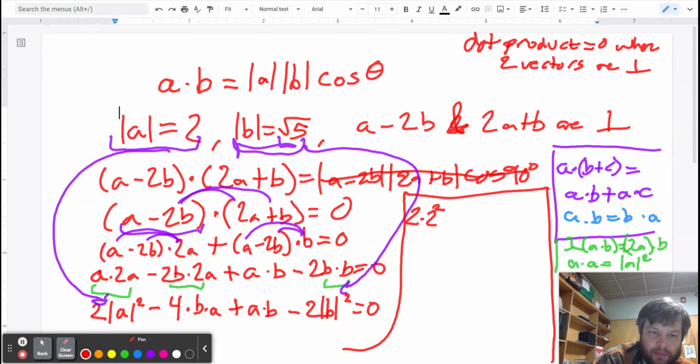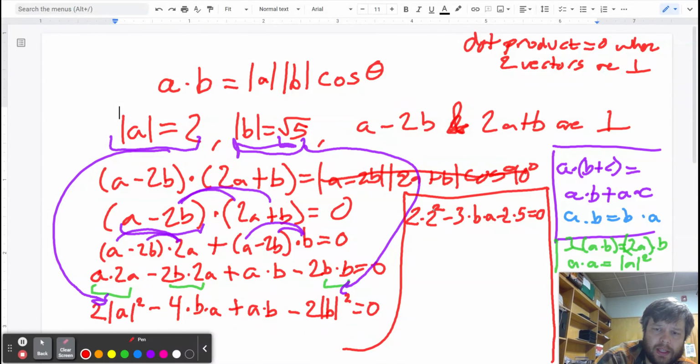Here I have negative 4 times a number plus the same number. So I'm going to write that as negative 3 times b dot a. And then the magnitude of b is square root of 5. So if you square that, you get 5. So minus 2 times 5 also has to equal 0. So, okay, 2 times 2 squared is 8. So we have 8 minus 3 b dot a minus 10 equals 0.